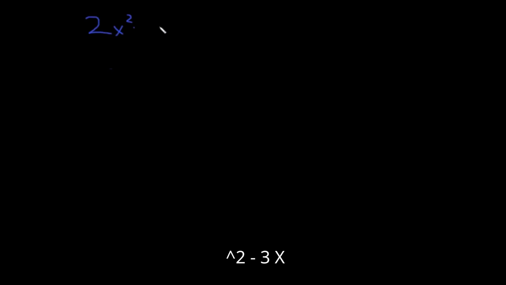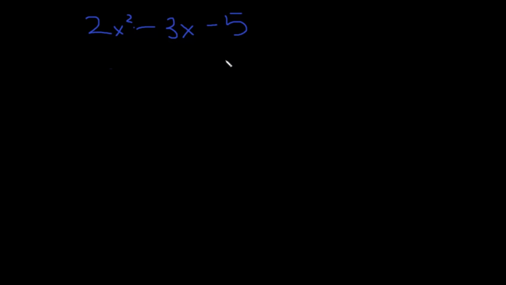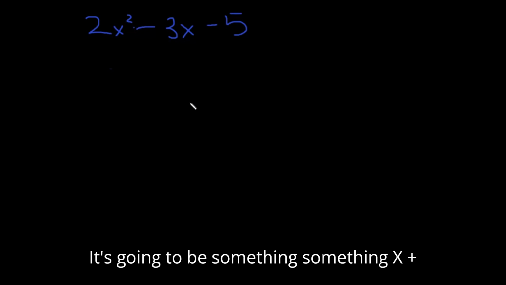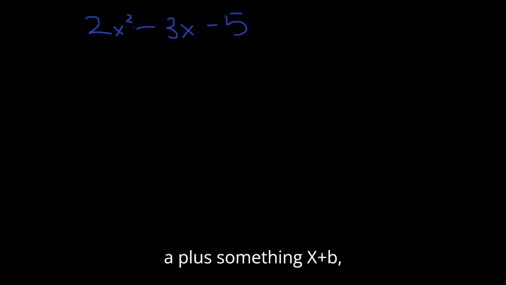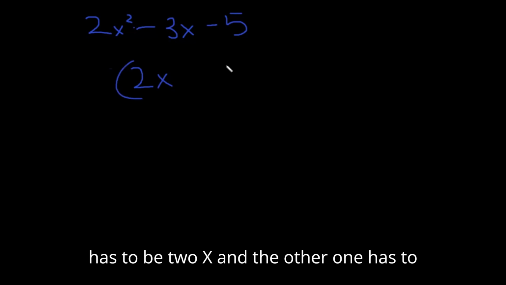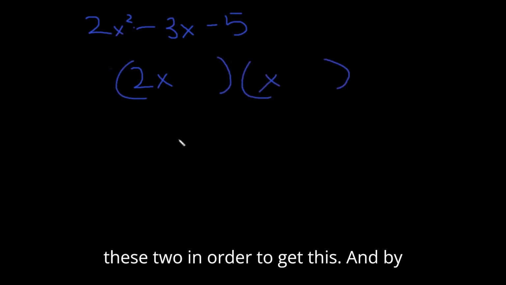So there's another tricky case where the first coefficient is not 1. So let's look at the equation 2x squared minus 3x minus 5. On this equation, it gets a little more interesting because it's not going to be just x plus a times x plus b. It's going to be something x plus a times something x plus b. So in this case, since 2 is a prime number, you know that one of them has to be 2x and the other one has to be x. And you're basically multiplying these two in order to get this.